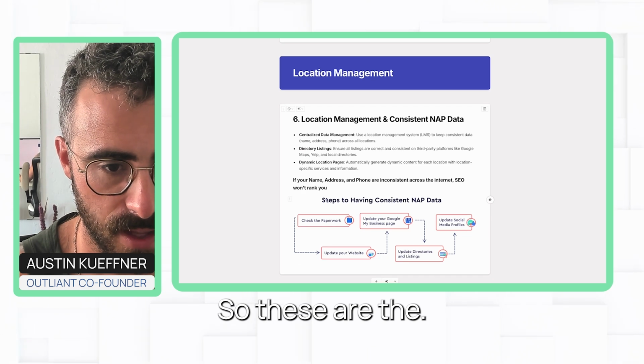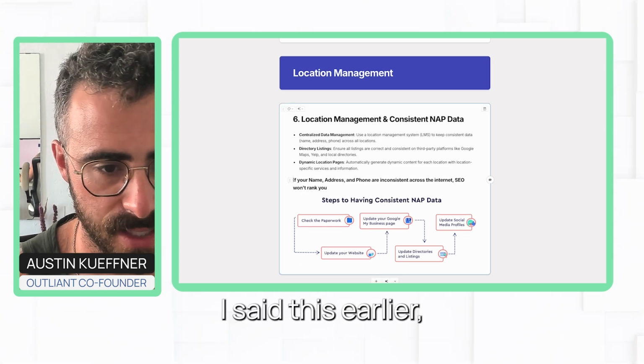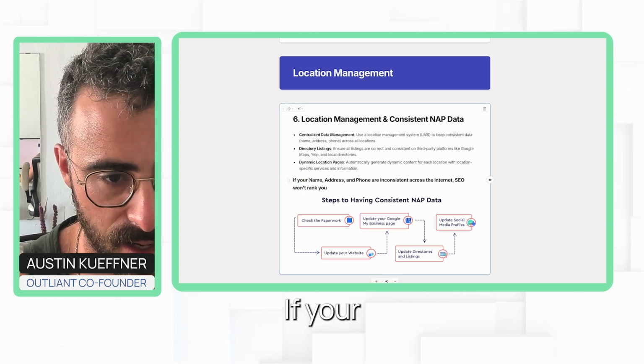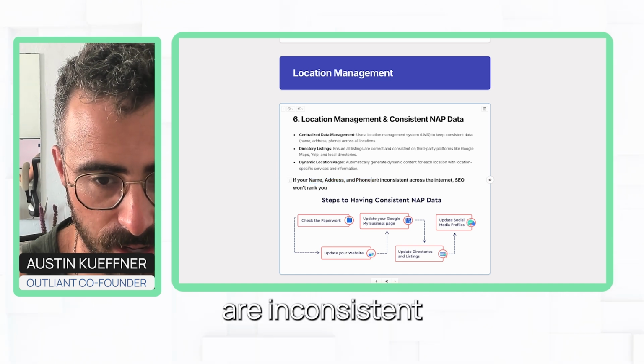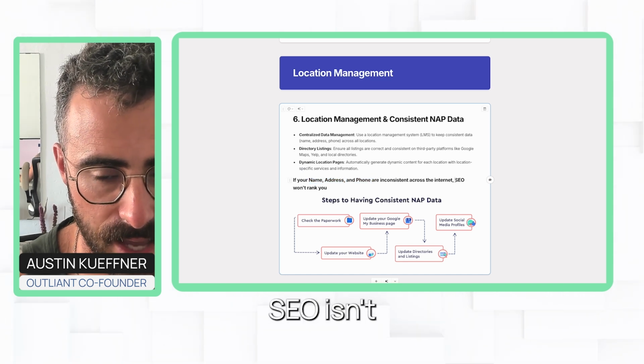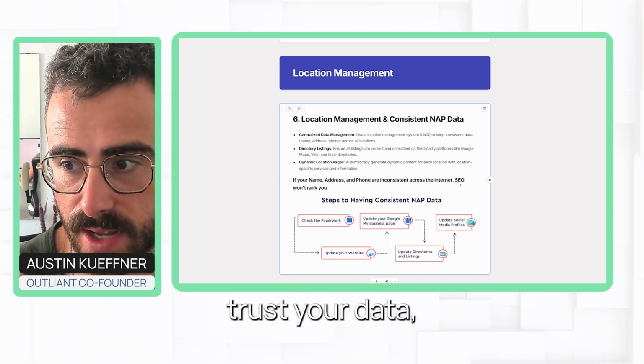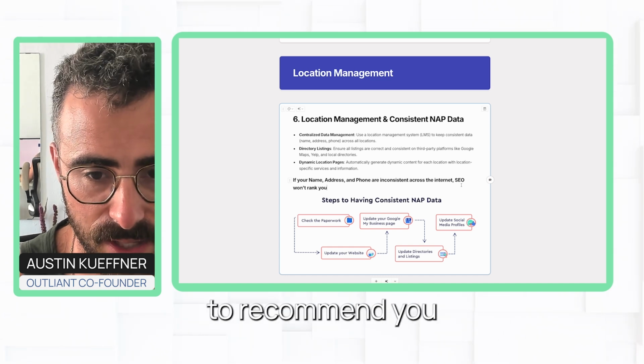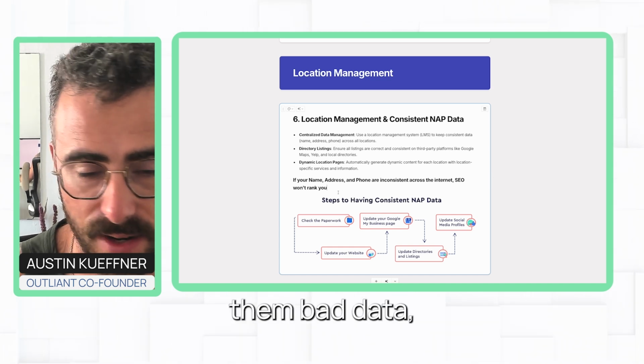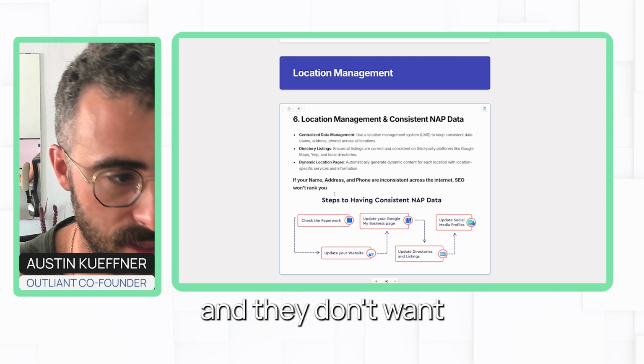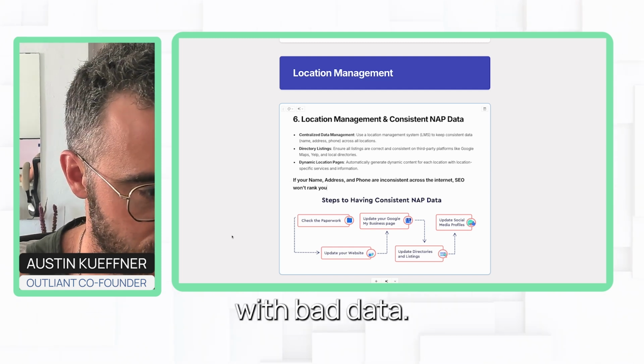One big thing to note, I said this earlier, I want to say this again. If your name, address, and phone are inconsistent across the internet, SEO isn't going to rank you. They don't trust your data. They don't know what to say. They're not going to recommend you because they think you have bad data, and they don't want their customers to interact with bad data.